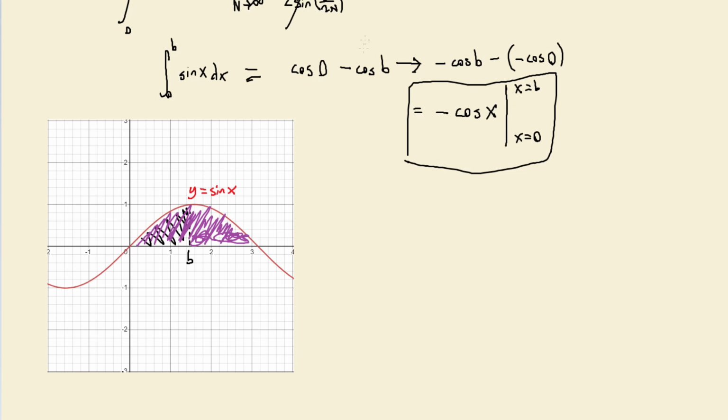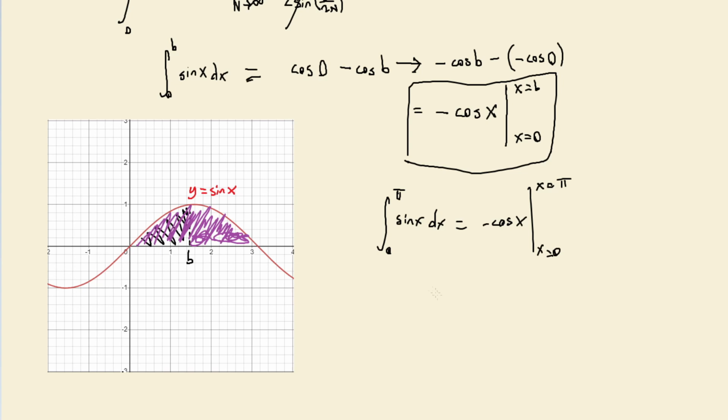And so if we want to figure out the area that's bounded by the function sine of x with the x-axis from 0 to the next point where sine of x is equal to 0, which happens to be the point pi, what we want is the area from 0 to pi of sine of x dx, and we just figured out that that's equal to negative cosine of x evaluated from the upper bound, x is equal to pi, to the lower bound, x is equal to 0.